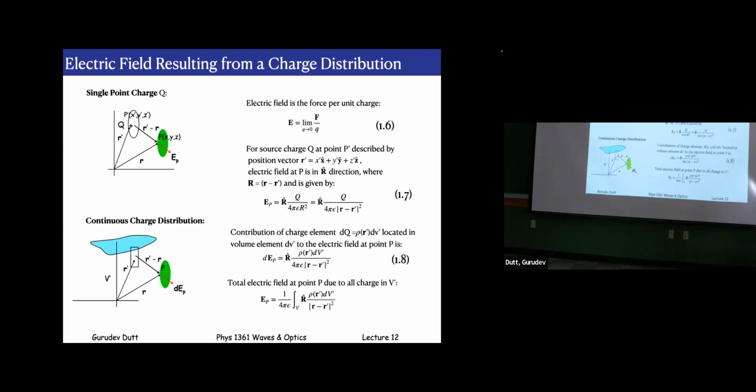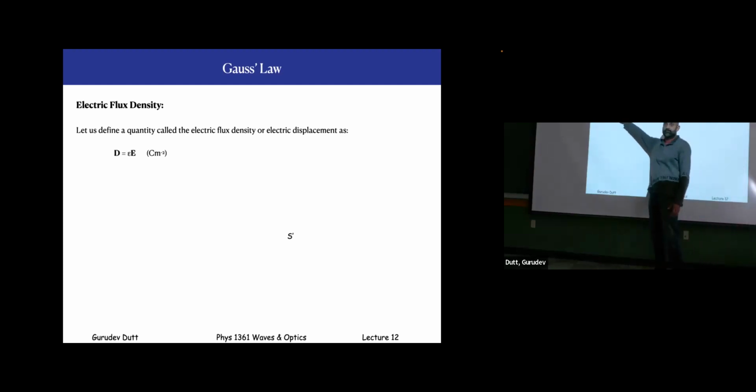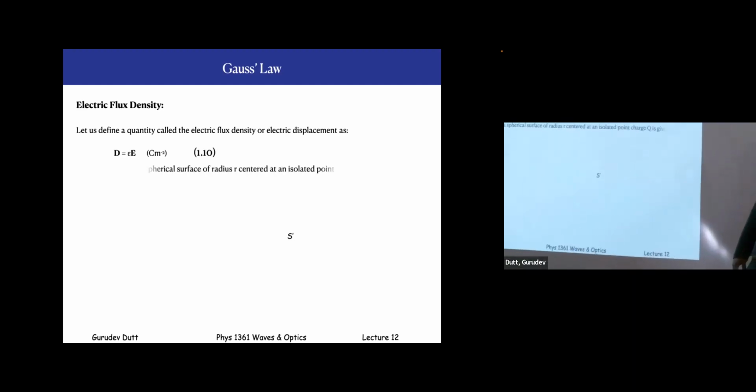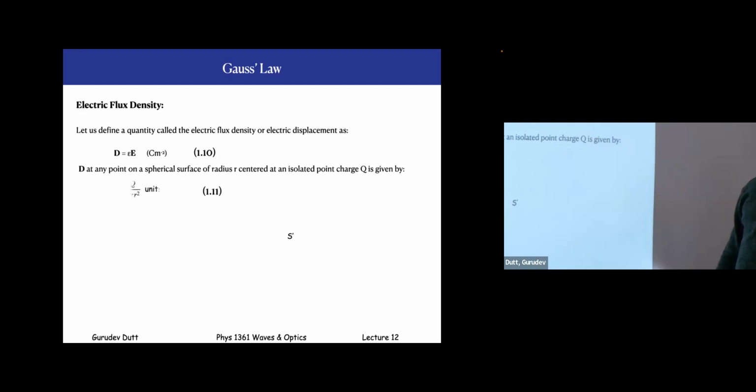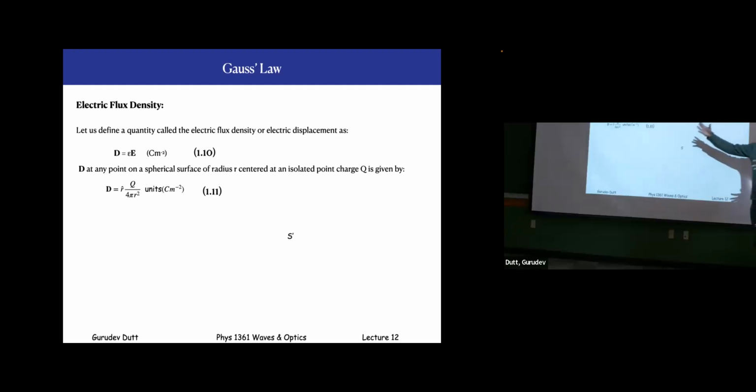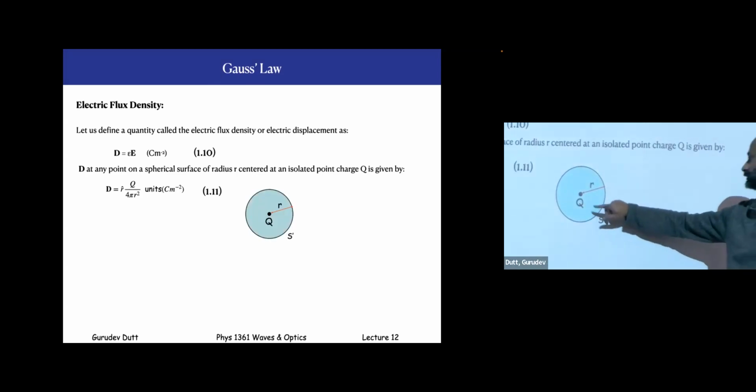Now what we want to do is derive Gauss's law from this, which I'm sure you've also seen, where we introduce a quantity called the electric flux density or the electric displacement. This electric displacement D is simply epsilon times the electric field. If I now take any point on a spherical surface of radius r, which is centered around an isolated point charge, so I'm just taking a single point charge again, then D is equal to r times Q over, because the epsilon is multiplying E, 4 pi r squared. Okay, so this is the picture of the situation.